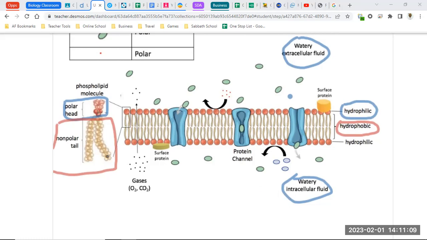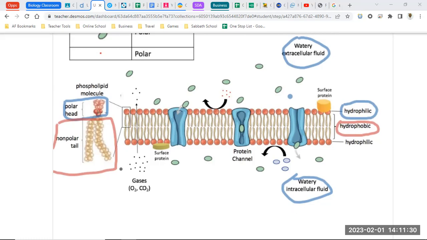Do they repel? Oh, okay. Sorry, this thing is in the way. The water, which is polar, and the non-polar tail. Does the polar attract or repel non-polar? They repel each other, okay?